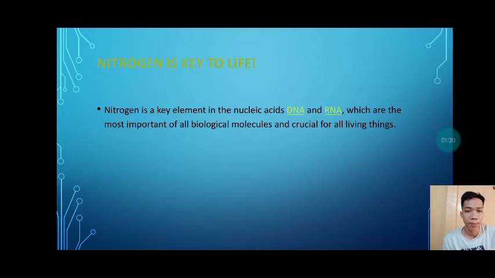Nitrogen is key to life. Nitrogen is a key element of nucleic acids, DNA and RNA, which are the most important of all biological molecules and crucial for all living things.